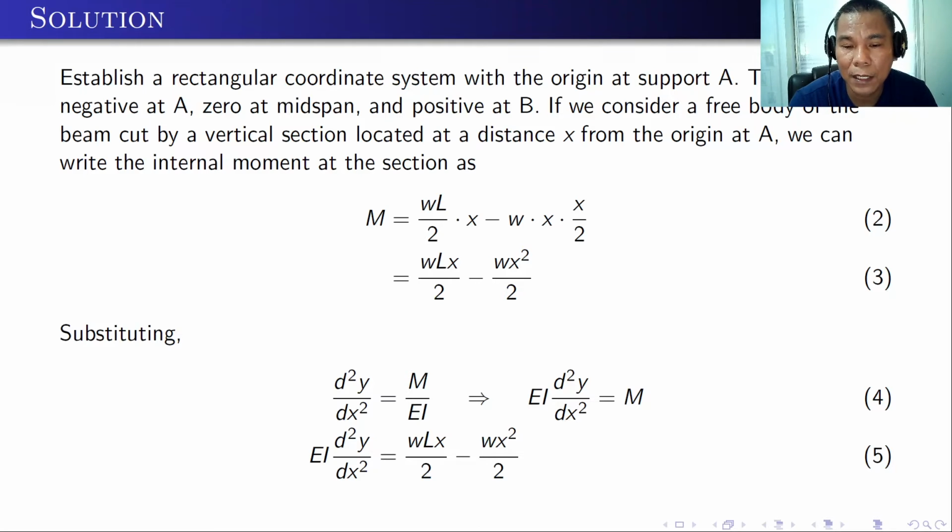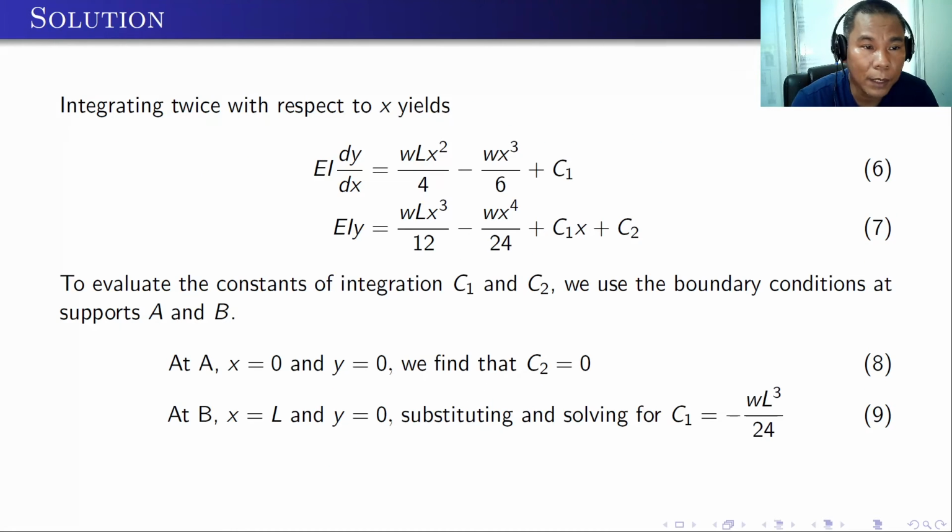Of course, it's not necessary that we have to cross multiply it, but for this particular problem, it would be easier if we just remove it from the moment equation. So the equation will become EI d square y over dx square is equal to WLx over 2 minus Wx square over 2. Then we can now integrate this equation twice with respect to the distance x. Of course, this will yield the following equation.